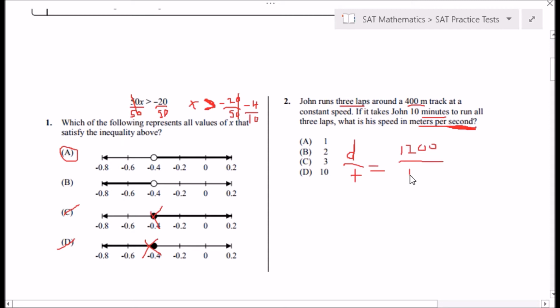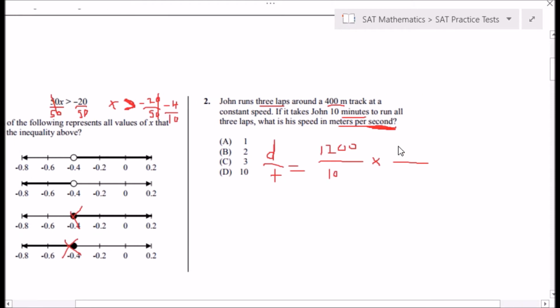Time is 10 minutes, but we need to convert that into seconds. We know that in 1 minute, we have 60 seconds. And that will give us 600 because 60 times 10 is 600. So 1,200 over 600, and now our answer will be 2 meters per second.